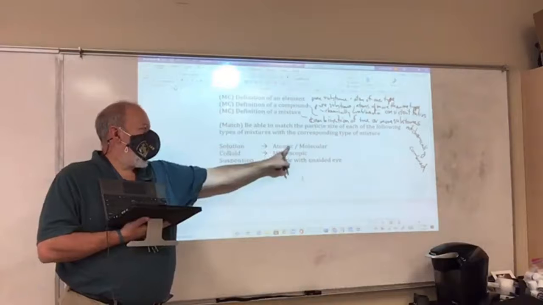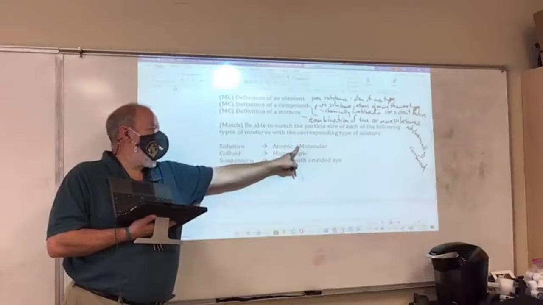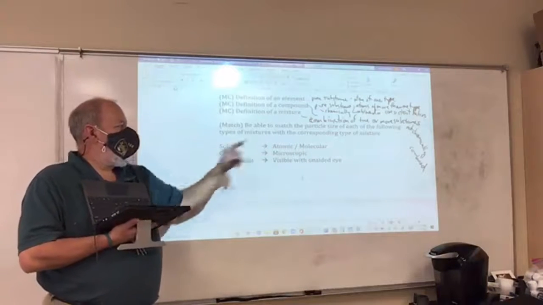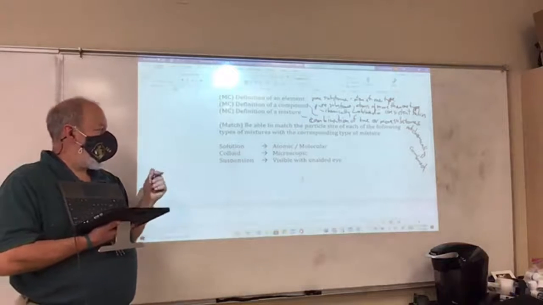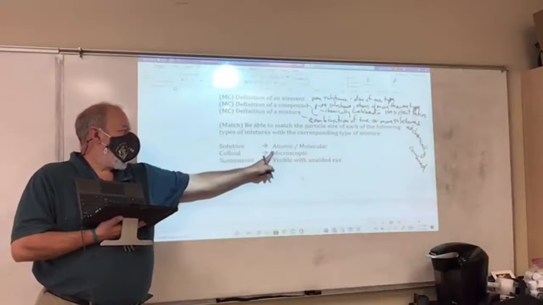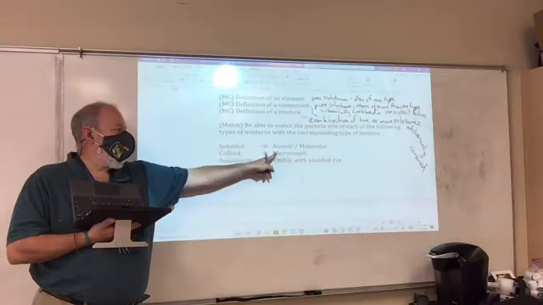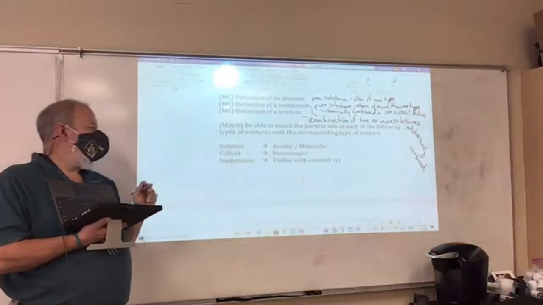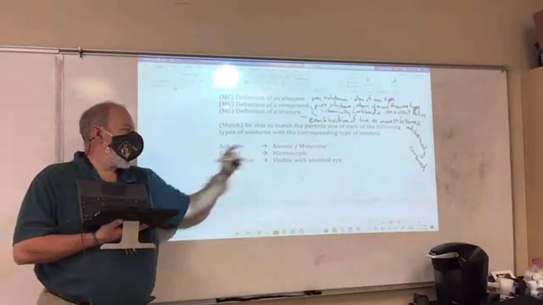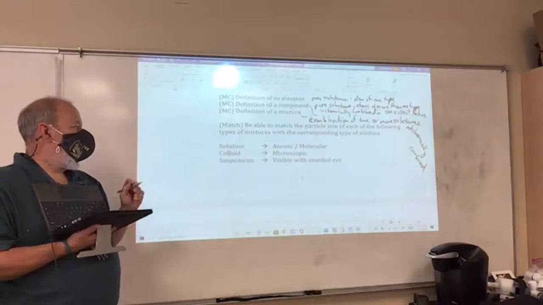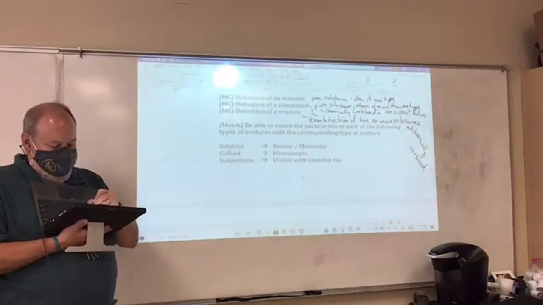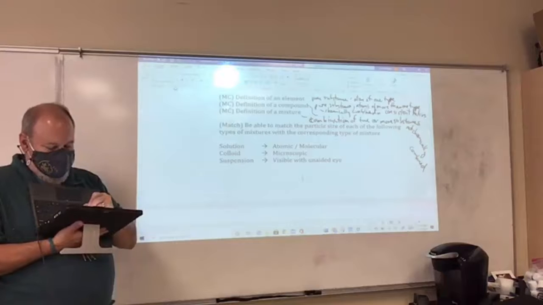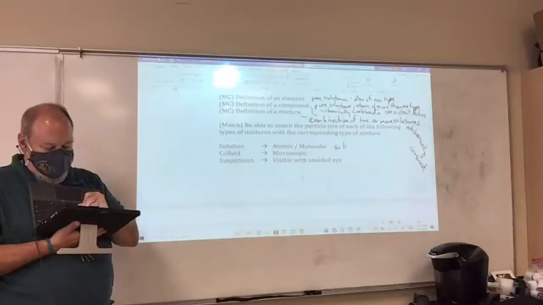Okay? If my particles were the size of atoms or molecules, these were going to be solutions, right? I mix water with sodium chloride and I get a solution. If I can see particles through the microscope, then we're going to call that a colloid. If I can visibly see particles with the unaided eye, we're going to call that a suspension. Okay, and so a solution might be a salt solution. That would be your example if you thought about it.